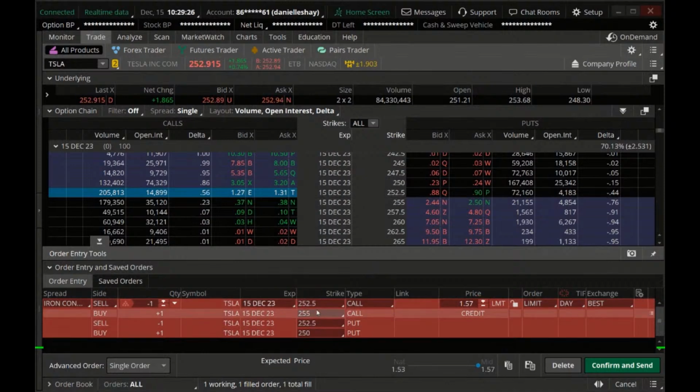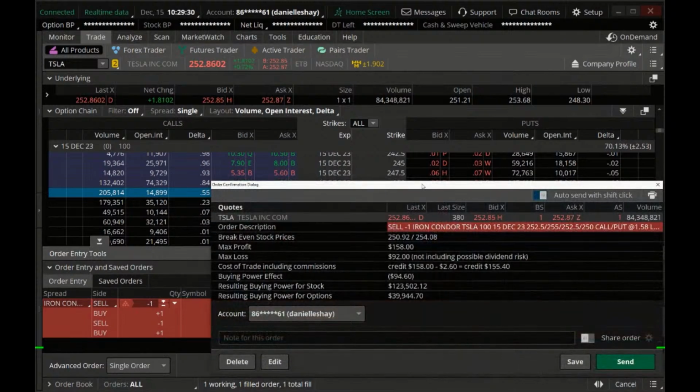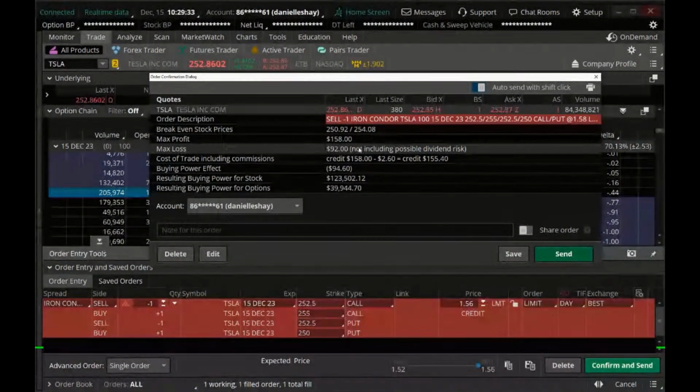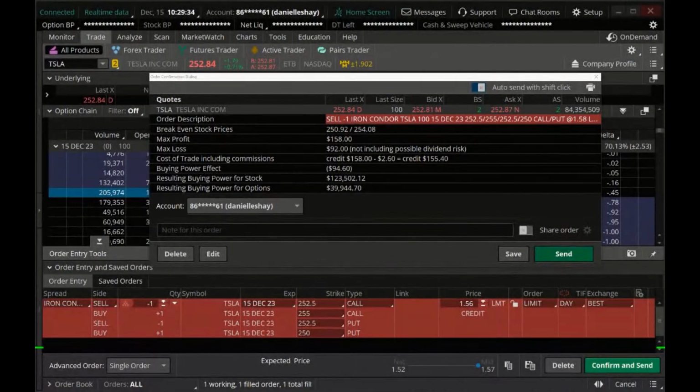It's really not that bad considering it's $2.50 wide. When you look at the risk to reward, you always want to see what that looks like. In this case, your max loss is $92 and your max profit is $158 per contract. So it's actually pretty good from the risk to reward standpoint. As I had noted before, I generally like to have around 1-to-1 risk to reward.